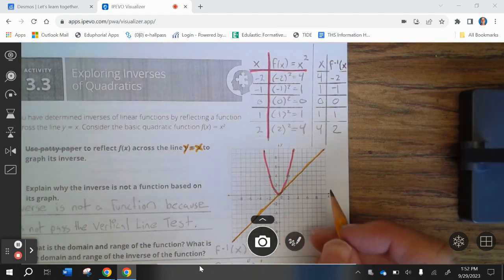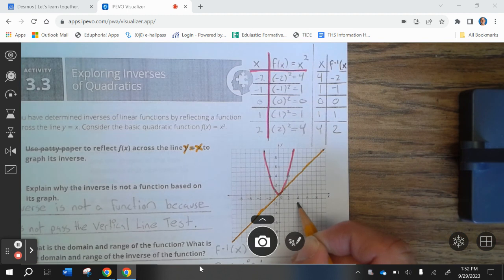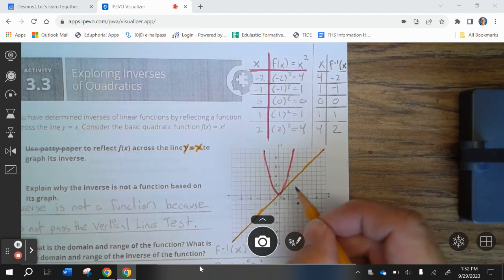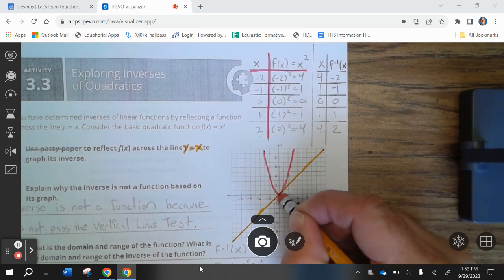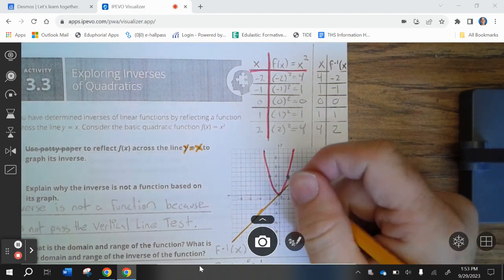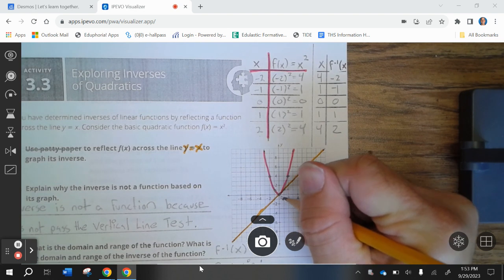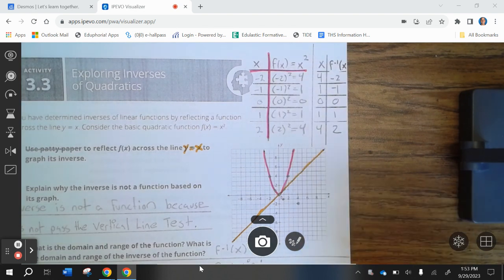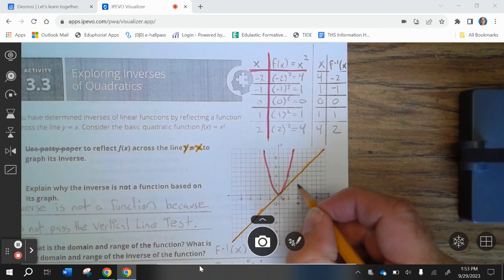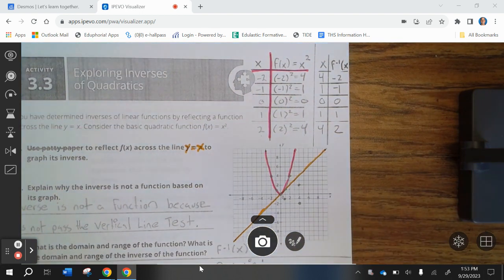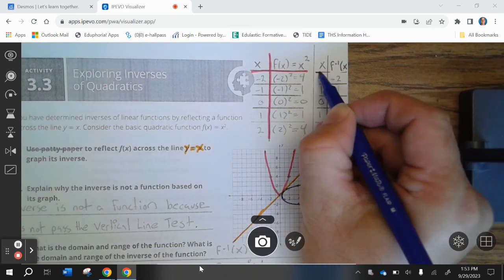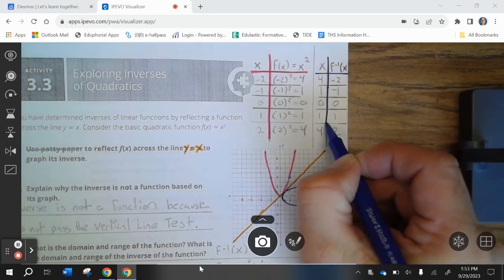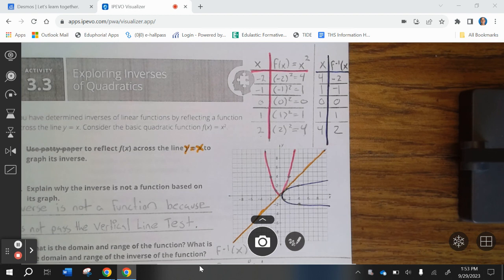So in 4, -2, 1, -1, 0, 0, 1, 1, and 4, 2. Okay, go ahead and finish up the graph.